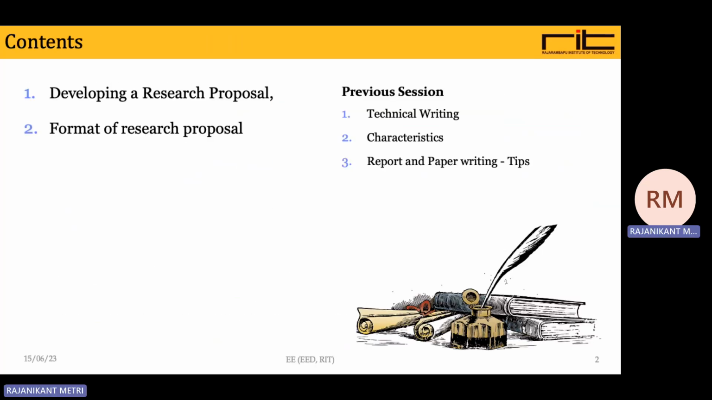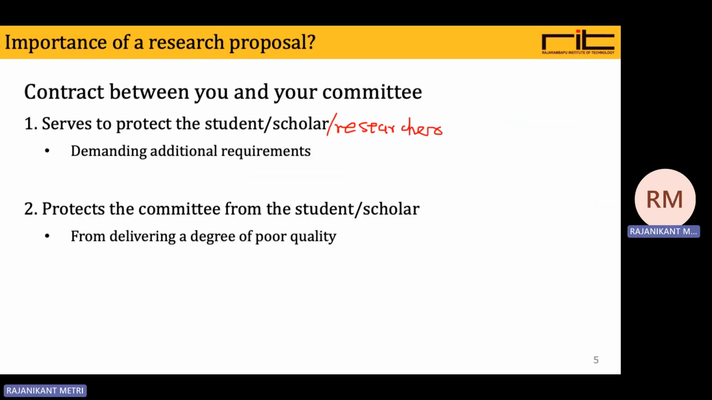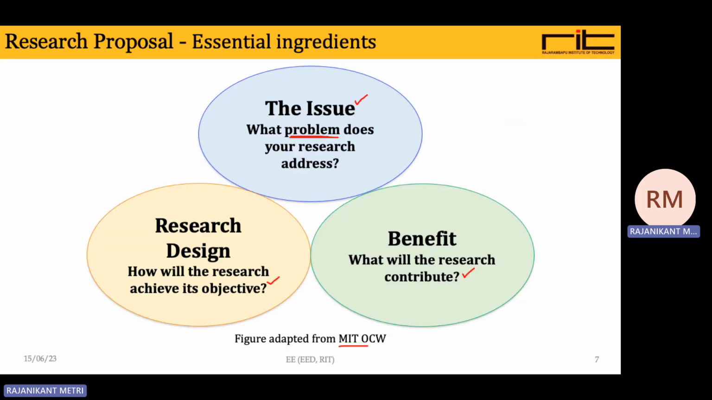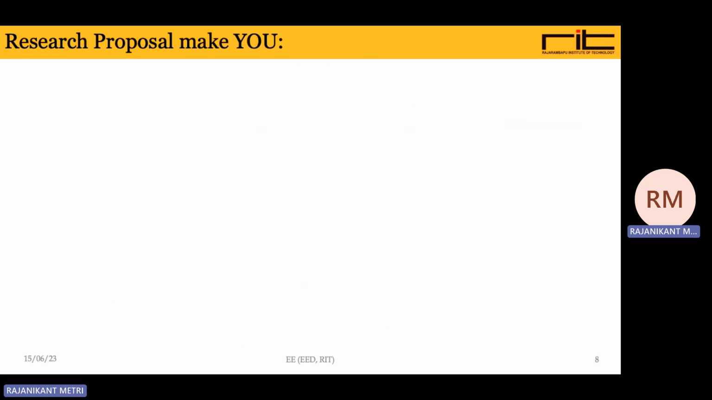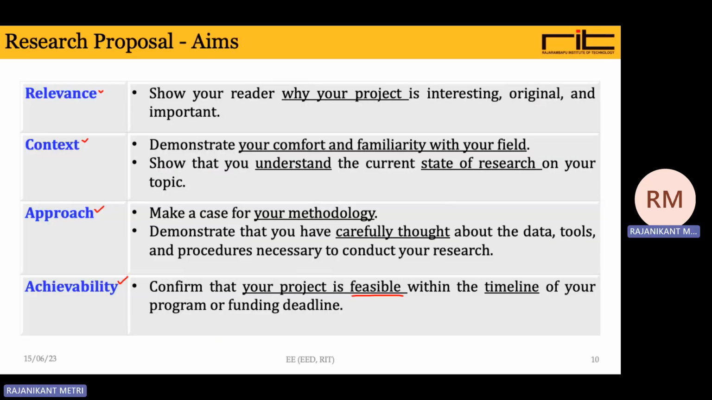In earlier sessions, we have seen technical writing characteristics, and then how to develop the research proposal, then formats of research proposal. And we have seen the importance of a research proposal and what we mean by a research proposal, what the requirements are, then what things it should include. So these things we have seen.